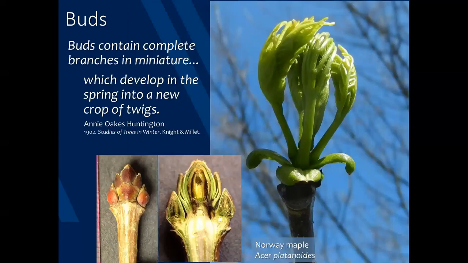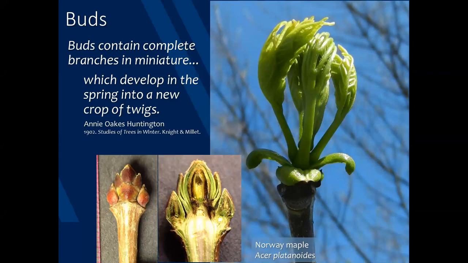Okay, so the buds are pretty unique little things, and I like to sometimes share how other people look at them. Annie Oakes Huntington was a naturalist around the turn of last century and wrote a little book called Studies of Trees in Winter. And she says, buds contain complete branches in miniature, which develop in the spring into a new crop of twigs. That's what the buds are, branches in miniature. We call them embryonic shoots, so baby shoots, right?